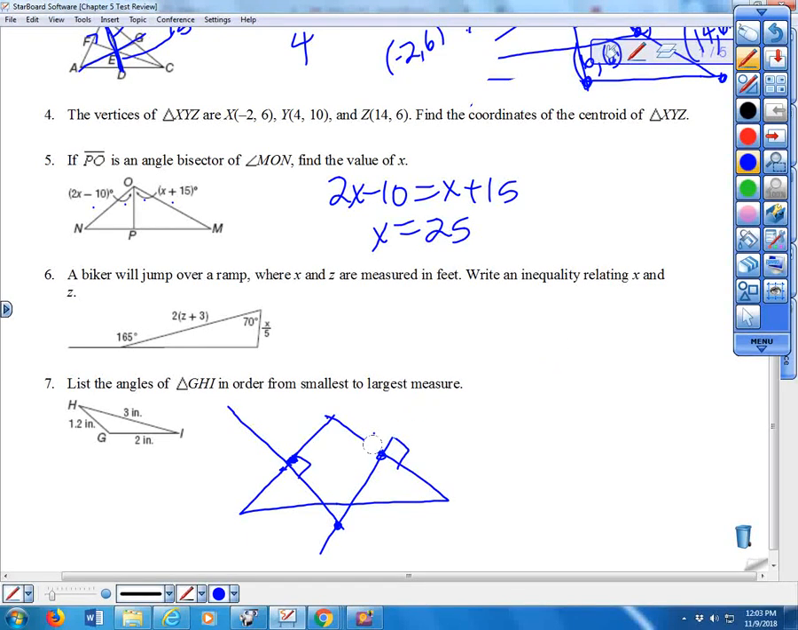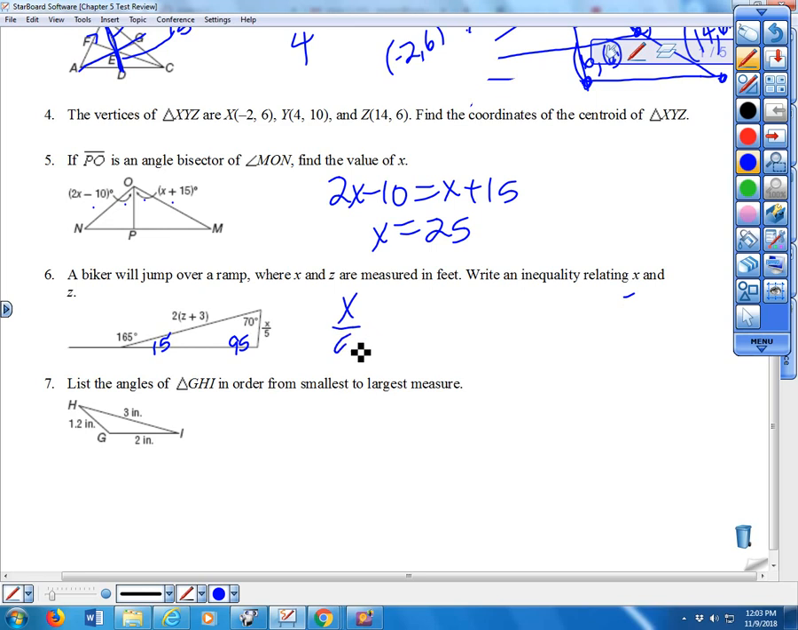Okay. This next one has to do with inequalities, triangle inequality theorem. So first I can figure out this angle is 15, and I know this angle then must be 95. So the biggest angle in the triangle is 95. So the side opposite the biggest angle must be greater than the side opposite the smallest. Right? And it wants me to do it relating x and z, so I'm going to say x over 5 must be less than 2z plus 3. Right? Okay, and then just solve for x.